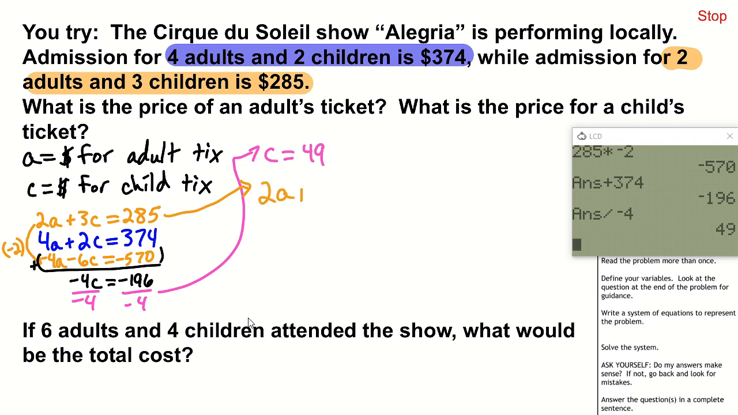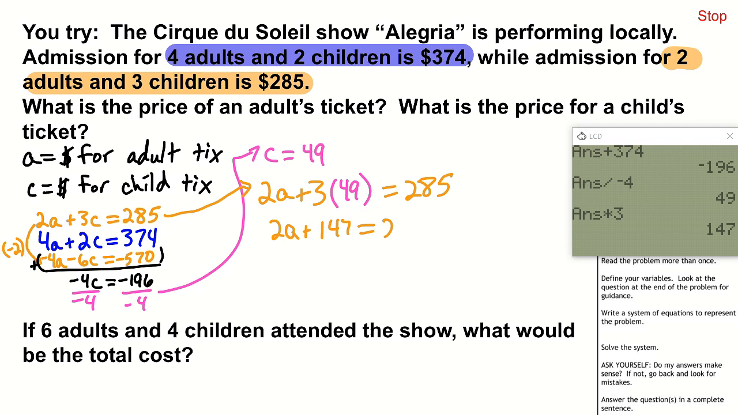So we have 2a plus 3 times c, and c is $49, equals 285. So that 3 times 49 is going to be, whoops, it's going to be 147. So we have 2a plus 147 is equal to 285. So we need to subtract 147. And we should get 2a is equal to, whoa.